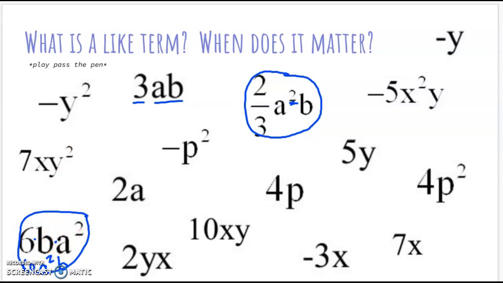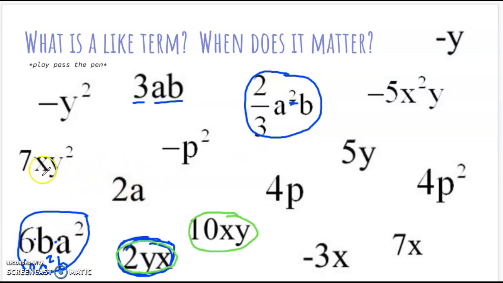Okay, let's find another example. I've got this 2yx, which I know is a like term with my 10xy. And I can look and see, are there any other like terms? No, there are not. All right, what else have we got here?